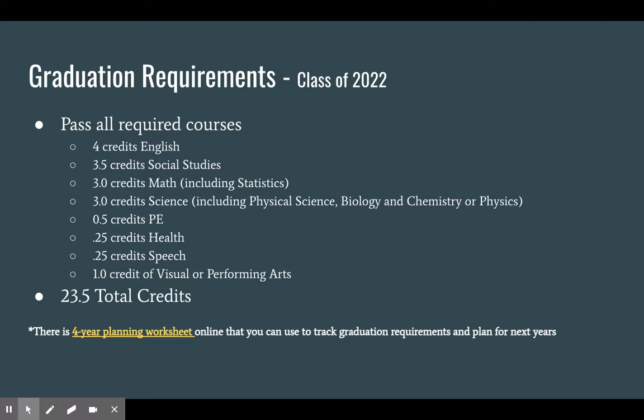This is what you would need in order to graduate. So 4 years of English, 3.5 years of social studies, including in that half comes from that half year of social studies in 9th grade, that geography year. 3 years of math, including statistics, 3 years of science, and they have to include physical science, biology, and chemistry or physics, half credit of Phy-Ed, quarter credit of health, quarter credit of speech, and then a full year of visual or performing arts. You bring in some electives in there, and you must graduate with a total of 23.5 credits in order to graduate on time.